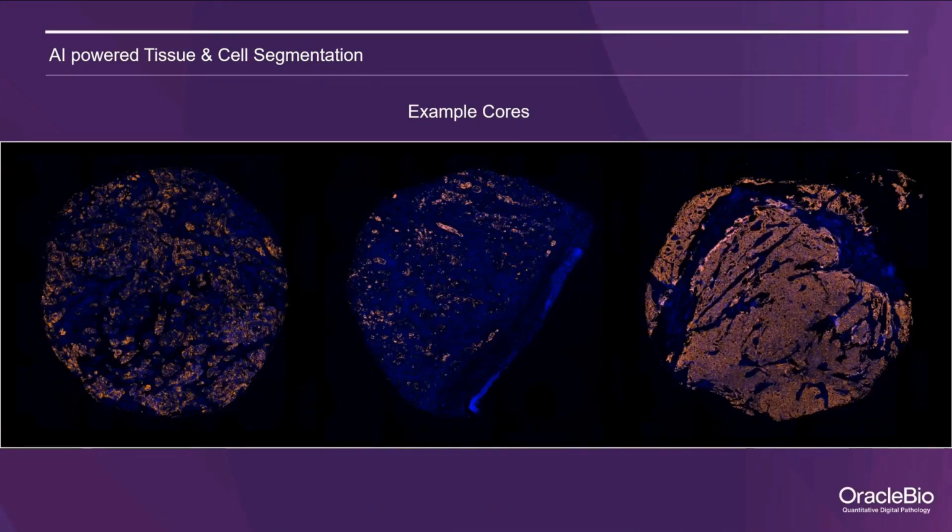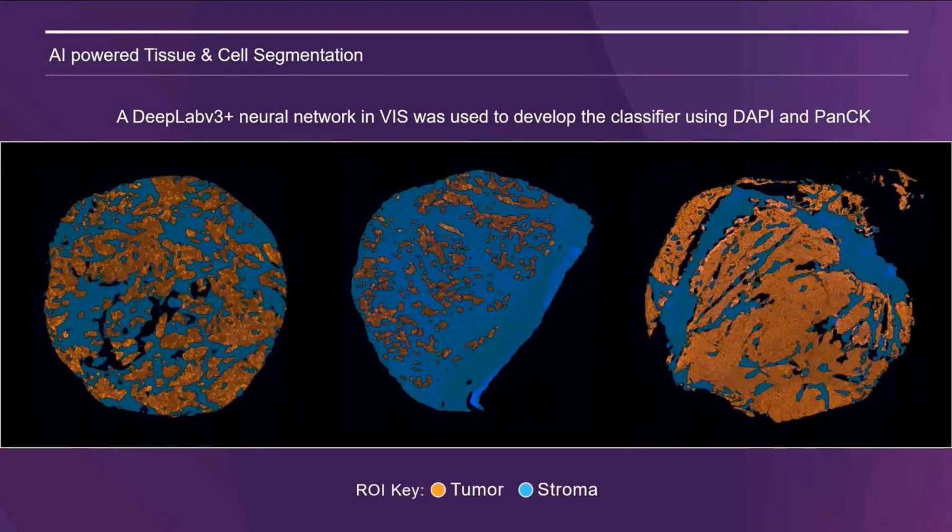Once the classifier app is developed, it can be applied to cores, and I've just got 3 examples here on screen, and you can see we are getting nice segmentation of tumor and stroma across these example cores.